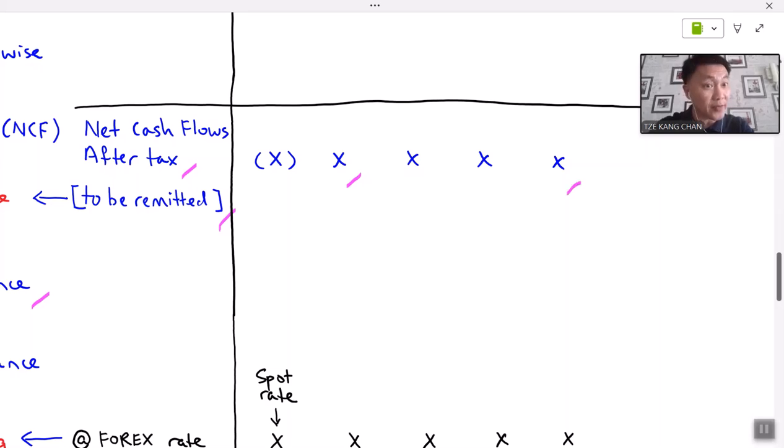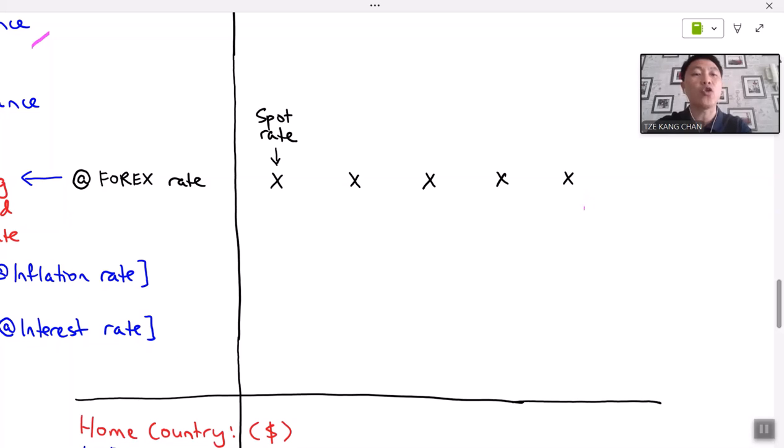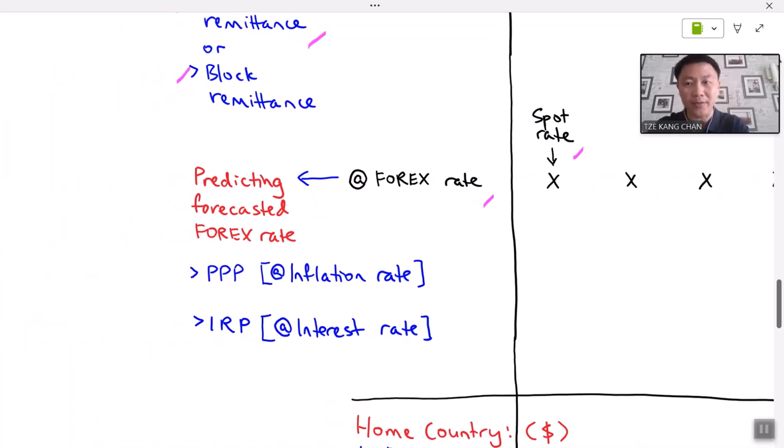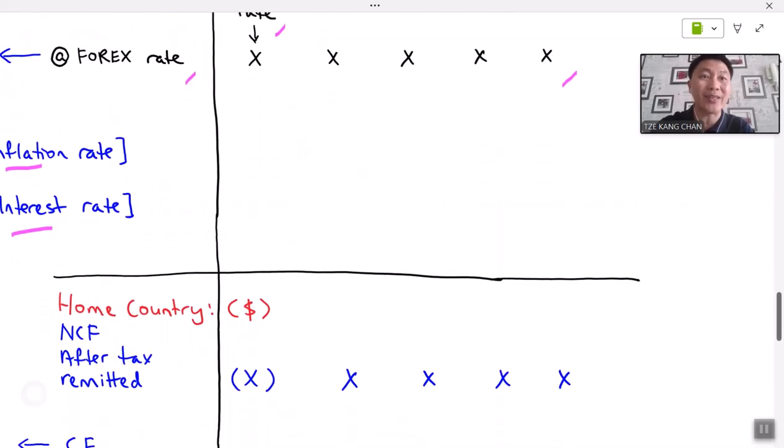So with this net cash flow after tax to be remitted, on the annual remittance assumption, the cash flow from the host country is remitted back to home, and these remittances will have to be converted based on a range of foreign exchange rates, Forex rates in short. Starting with the year zero cash flow, it will be converted into home country currency based on the spot rate. As for the rest of the exchange rates that remain unknown, we may have to predict using one of the following parity models. Namely, purchasing power parity would be used if the inflation rates of the two countries are provided. Alternatively, interest rate parity may be used if the interest rates of both countries are given. Once the conversion is made based on this series of foreign exchange rates, here comes the net cash flow after tax remitted in home country currency, namely dollar.